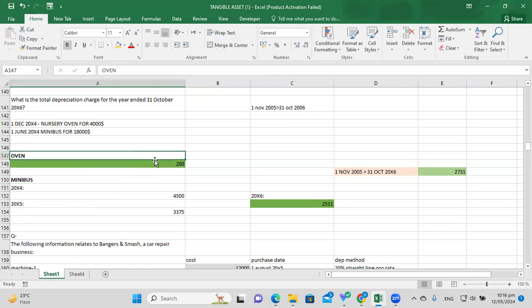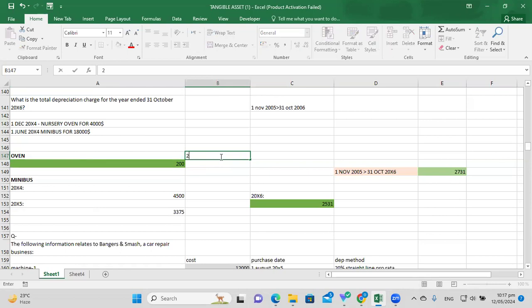First of all, for the oven, we calculated our depreciation as 200, right? So this 200 is constant. For 2004, it will be 200, and for 2005, it will also be 200, and for 2006 also, it will be 200. For all 3 years, because we know that using the straight line method, our depreciation is constant per year. So for 2004, 2005, and 2006, the depreciation for the oven will remain the same. I hope this is clear. Now let's come on to the minibus.